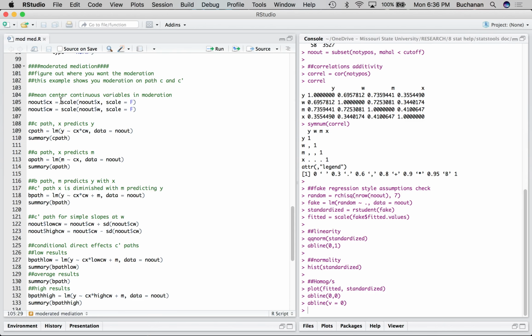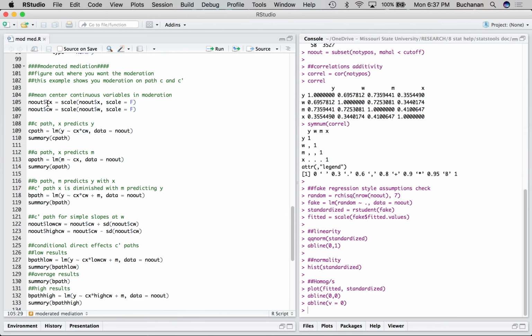To do that, we're going to use the scale function. The scale function without any extra pieces will do z-scoring. I put scale equals false because I don't want to divide by the standard deviation. Center equals true will give you the mean, and we will subtract the mean from everything.